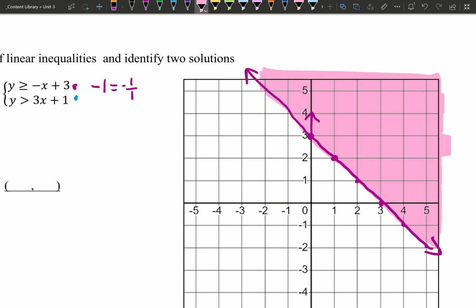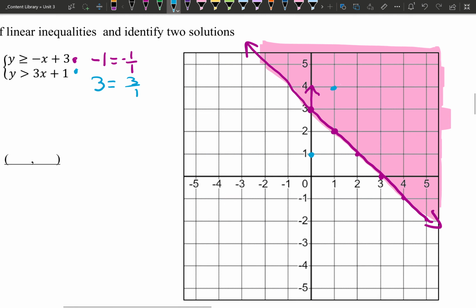Okay, let's do the second one. The second one starts at positive 1. I'm going to make this a little thicker. Starts at positive 1 and has a slope of 3. Remember that positive 3 is actually 3 over 1, which means I'm going to go up 3 and to the right 1, and that'll help me draw my line. I'm also going to go backwards, just so I have some more points for accuracy. Okay, this symbol does not have a line underneath it, which means I have a dashed line.